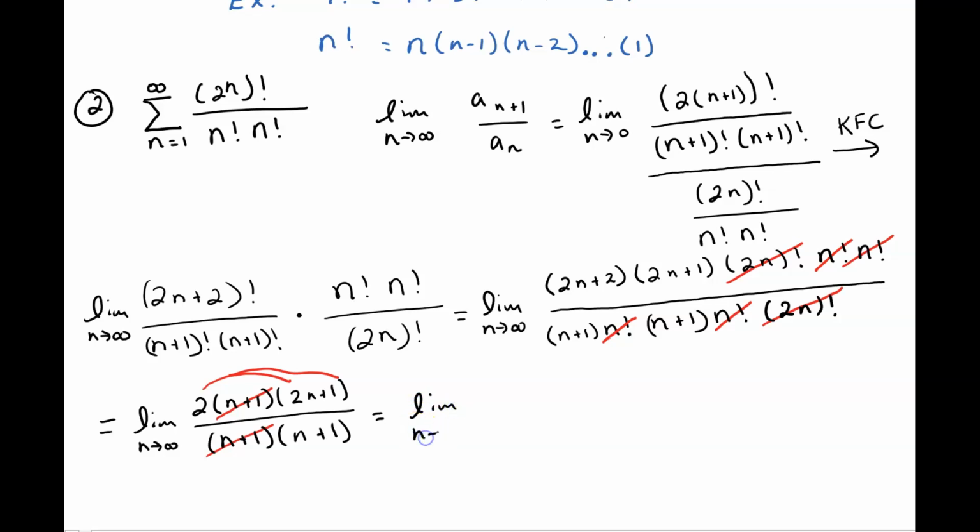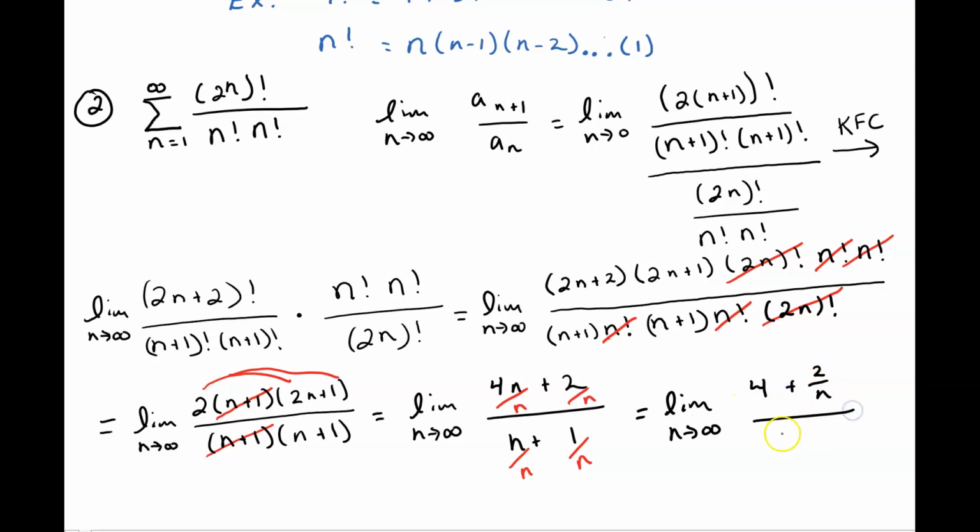The limit as n goes to infinity, I have not 2, but rather (4n+2) divided by (n+1). And I can divide out my n now. I can divide everything by n, and I can rethink my limit. So what does this limit look like now? The limit as n goes to infinity of basically (4 + 2/n) divided by (1 + 1/n). And now we can say n approaches infinity.